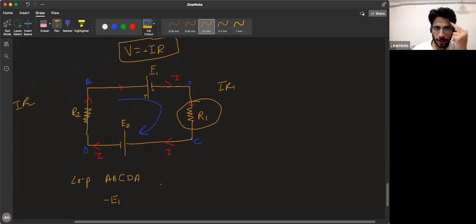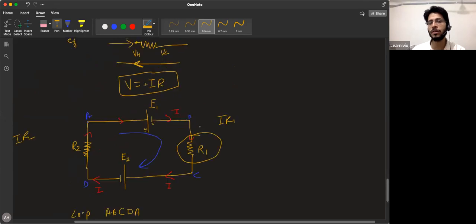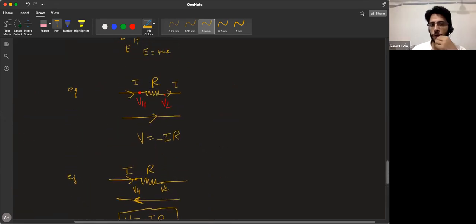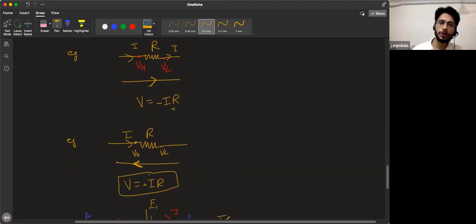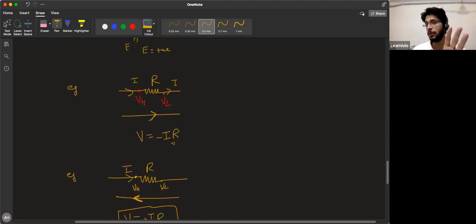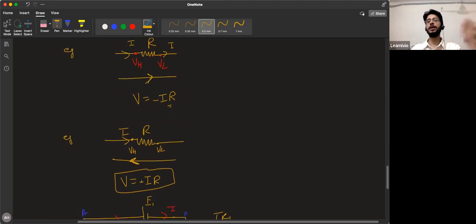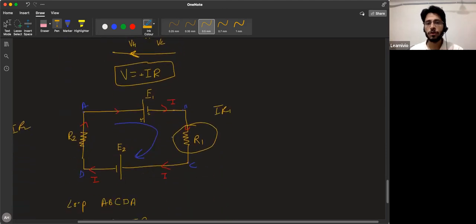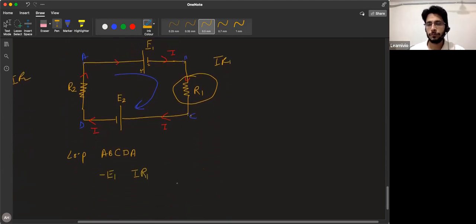See, the current is I. Now we have to decide whether this voltage is positive or negative. To decide this, you can refer to this: when you go in the direction of current, the voltage is negative. When you go in a direction opposite to that of current, the voltage becomes positive. Here, current is going from B to C, and we are also moving from B to C. Will the voltage be positive or negative, Saifullah? Negative. So it's minus IR1.